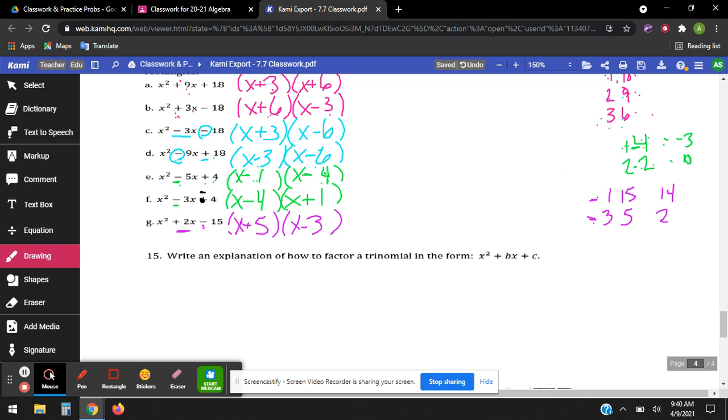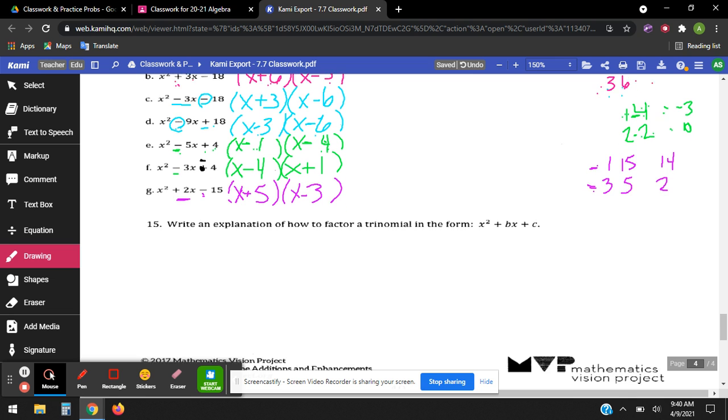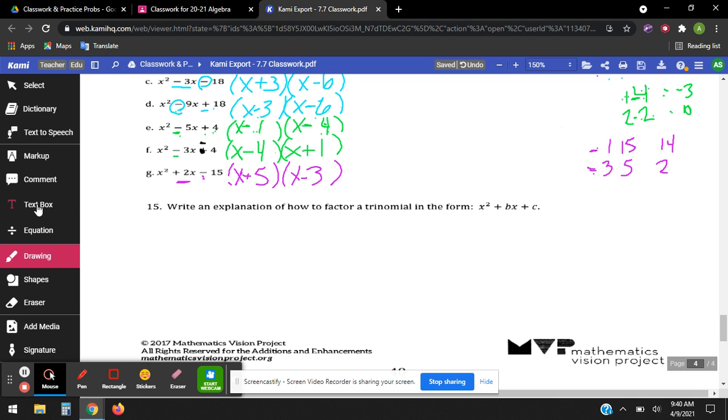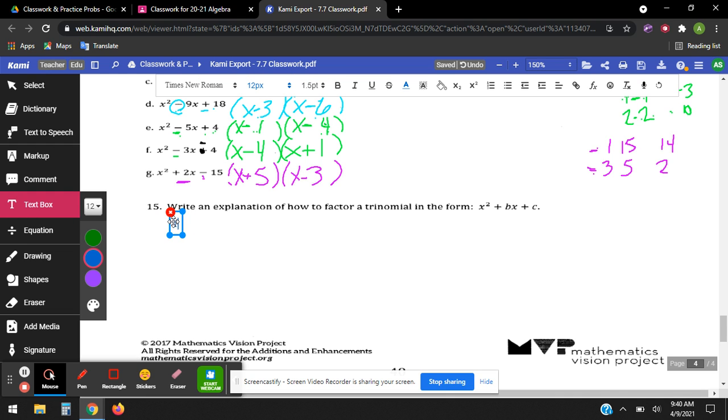All right. So let's write an explanation as to how we're getting this. So what did we do to be able to do all that? Let's see if we can break it down. Okay, so one, write out x. Okay, so first we put our x's in our parentheses, right?